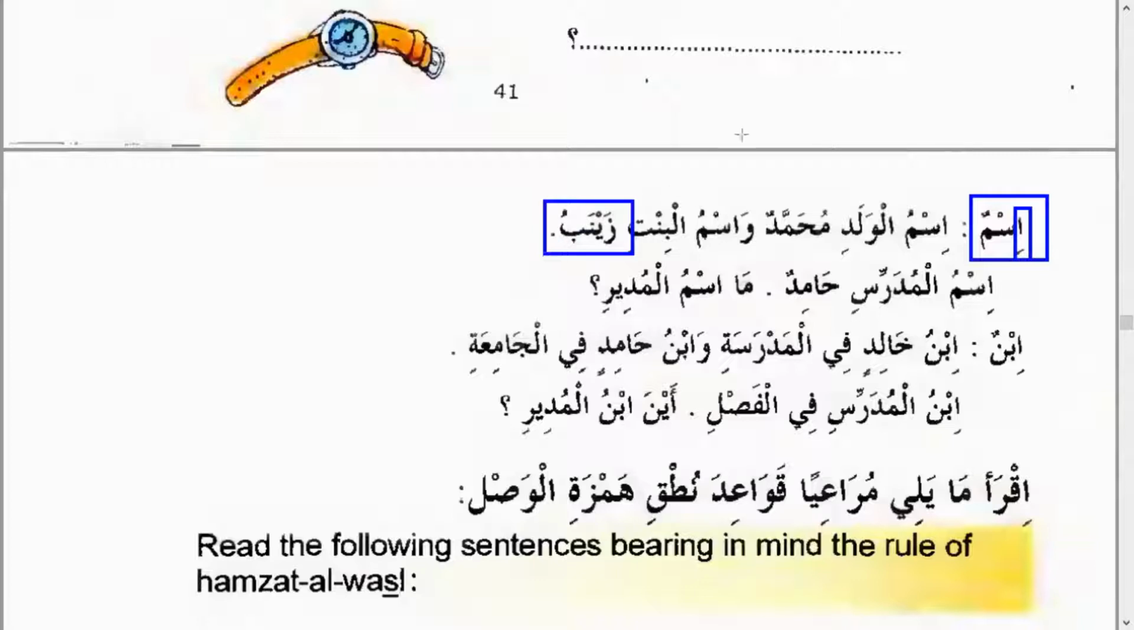Female names don't get tanween. So Zainabun is wrong. Zainabu. Ismul waladi Muhammadun and Wasmul binti Zainabu. Ismul mudarrisi Hamid. Translation: the boy's name is Muhammad and the girl's name is Zainab. Ismul mudarrisi. Teacher's name is Hamidun. Masmul mudiri. See? Masmu.